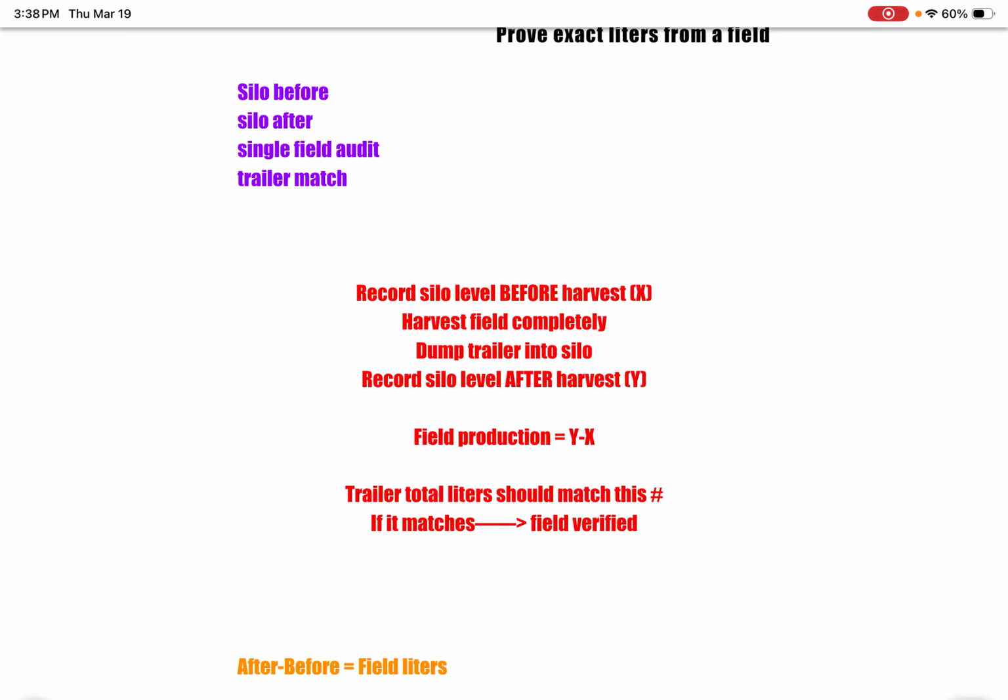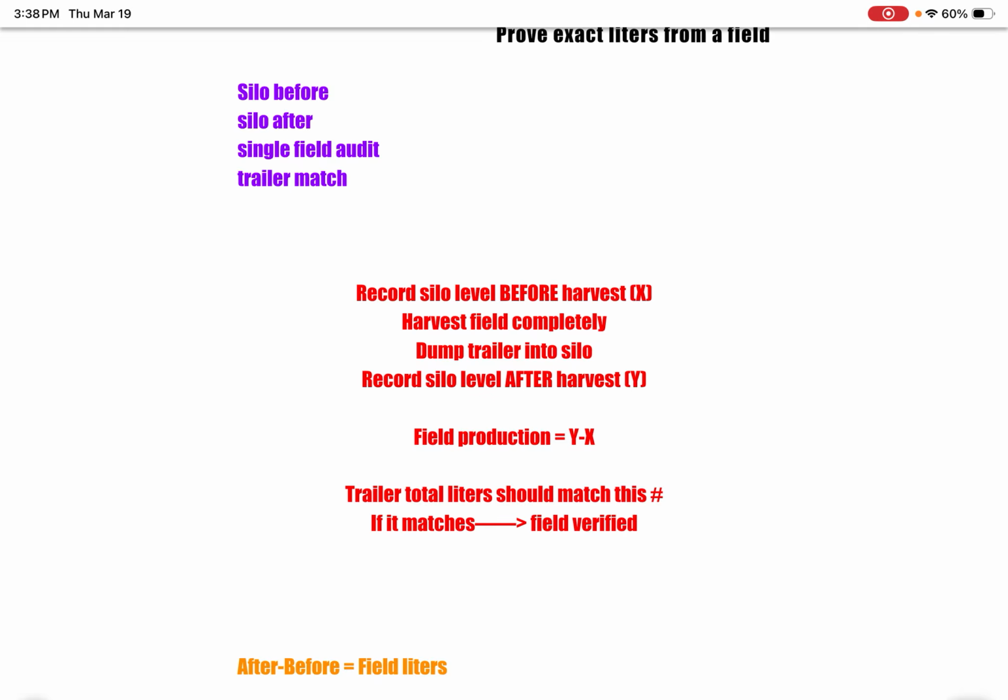So field production equals Y minus X. So you take the after amount, and then you subtract the before amount from that, and there you go. Trailer total liters should match this number. If it matches, field verified. After minus before equals the field liters.